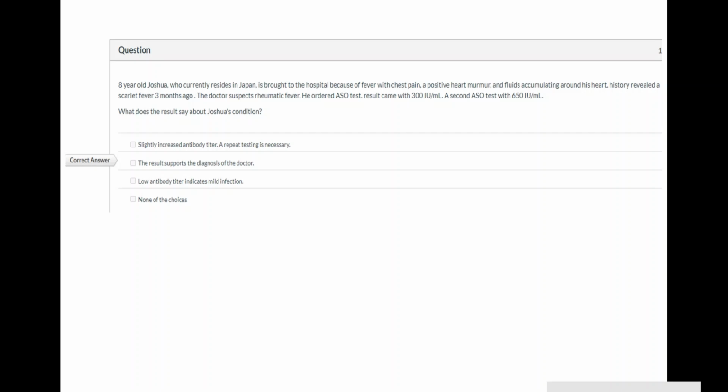Our next case involves 8-year-old Joshua who goes to the hospital because of a fever and chest pain, a positive heart murmur, and fluids accumulating around his heart. His history revealed a scarlet fever 3 months ago, so the doctor suspects rheumatic fever. The doctor ordered two ASO tests. Results came, the first with a titer of 300 IU per ml and the second ASO titer is 650 IU per ml.